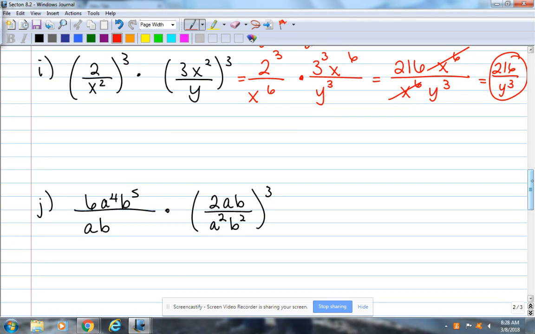The first one is a 6, the second one's a b. So that's 6a to the 4th, b to the 5th, divided by ab times 2ab over a squared b squared, and all of that fraction is cubed.